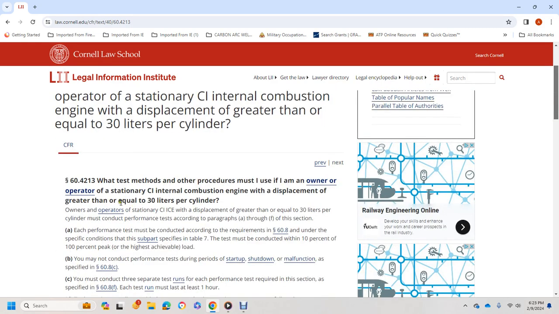Alright, that was 60.4213. What test methods or other procedures must I use if I am an owner or operator of a stationary compression ignition internal combustion engine with a displacement of less than 30 liters per cylinder?